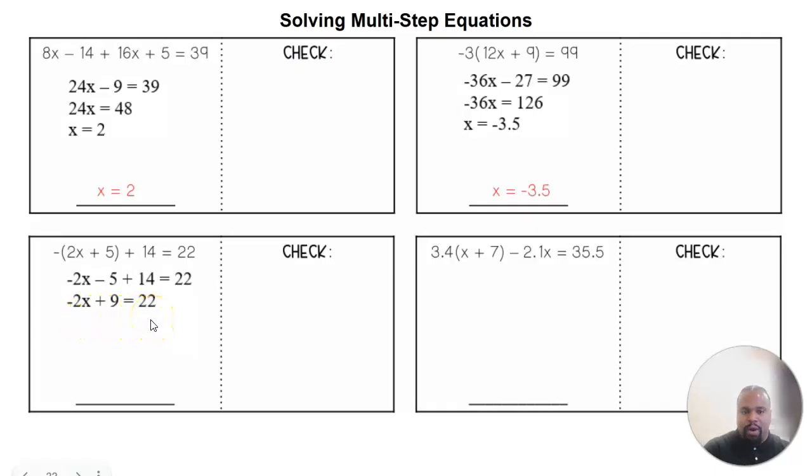Now we got a two-step equation. Subtract 9 on both sides. 22 minus 9 is 13. And then divide both sides by negative 2. That's going to give you negative 6.5.